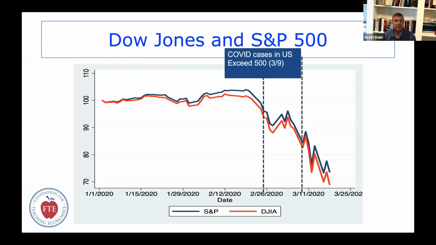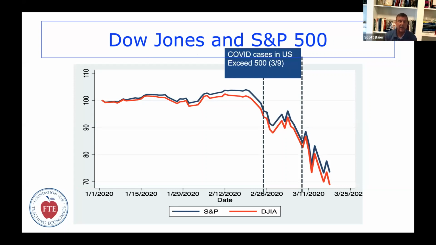Then on March 9th, we saw the COVID cases in the US exceed 500, and that led again to a dramatic fall in the Dow Jones Industrial Average. Now that we've seen the cases go from relatively small to over 500, it started to send worry signals that COVID-19 would be a major health event in the United States.